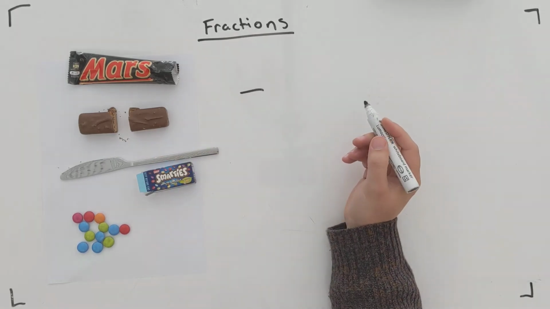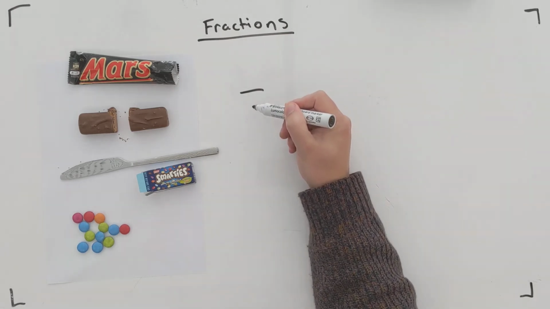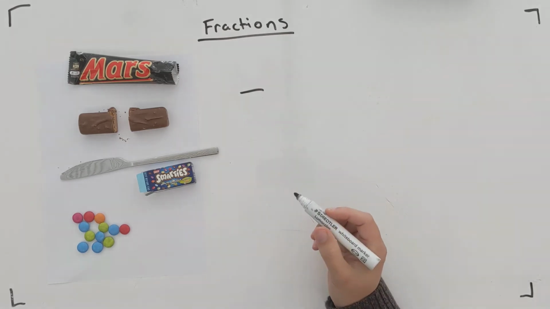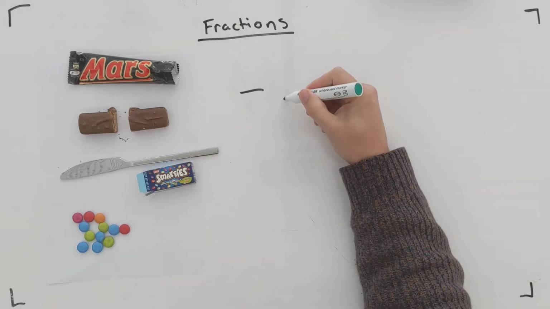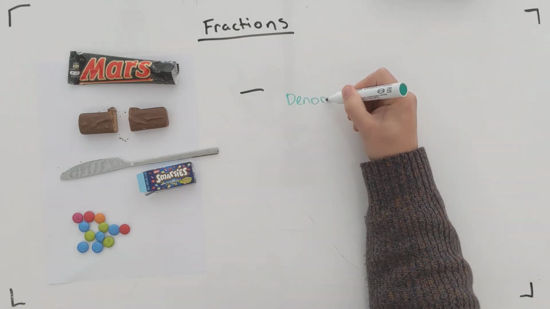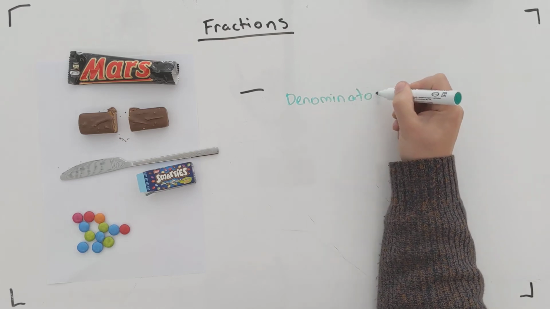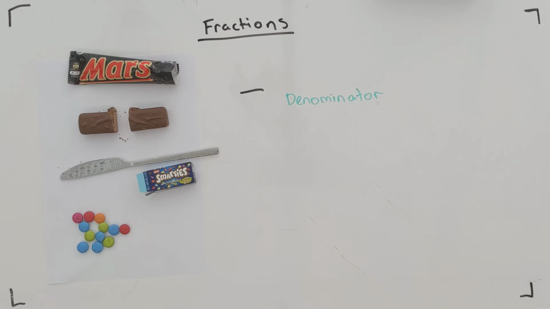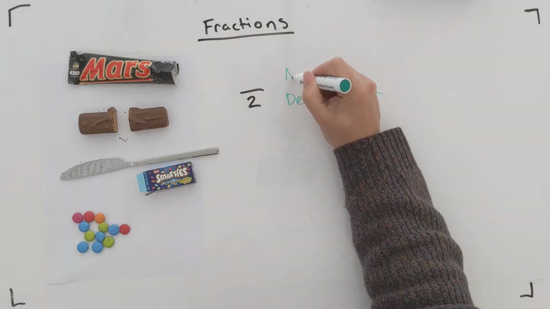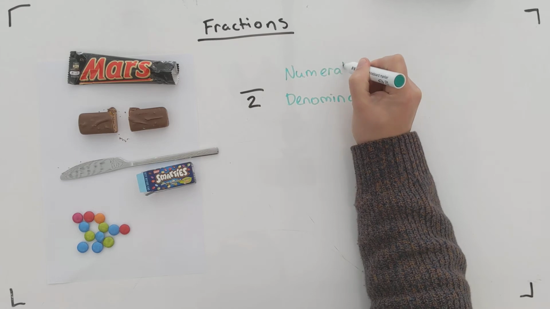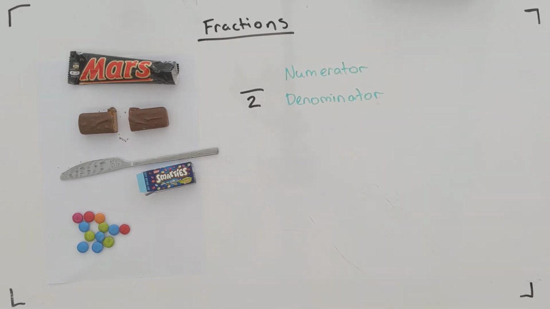I know I've got two numbers to a fraction, one above the line, one below the line. The one below the line tells me how many pieces make a whole, in this case, Mars bar. And this is called the denominator. How many pieces make a whole Mars bar? Well, here it's 2. The number that goes on top is called the numerator, and it tells us how many pieces of that whole we are talking about.